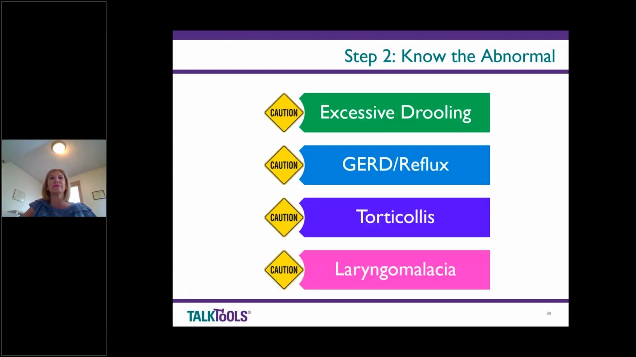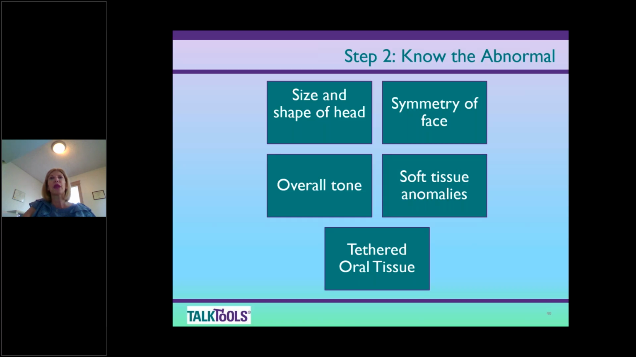and airway dysfunction. Other cautions would be excessive drooling, reflux, torticollis, or laryngeal malacia, which has a very distinctive sound when baby is feeding. There may be very loud clicking of the tongue. All of these are pointing towards a structural abnormality.